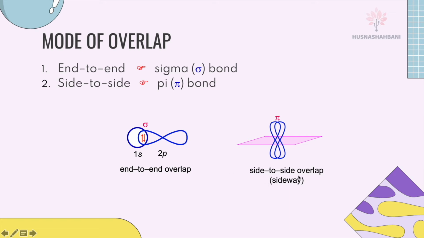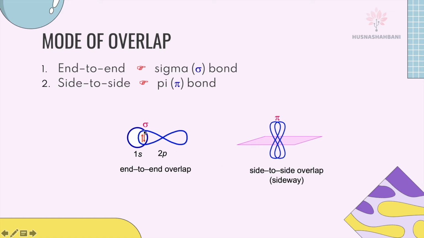The side-to-side overlap usually will cause a pi bond. So if you notice, side-to-side and end-to-end overlap are different. End-to-end overlap forms one sigma bond, a single bond. But side-to-side overlap has two overlapping areas. Here, this one is 2p and another 2p. The overlapping is on the top part and another overlap is on the below part.